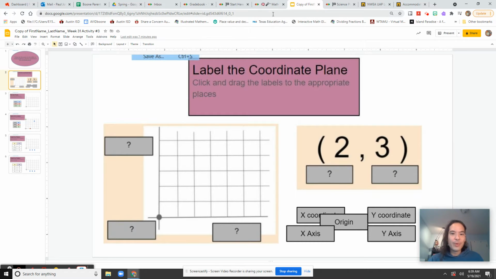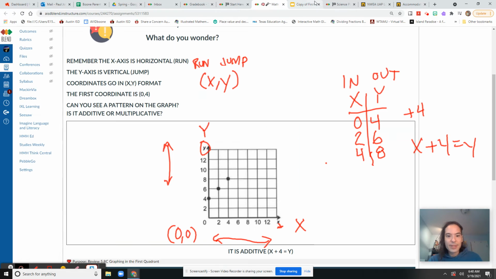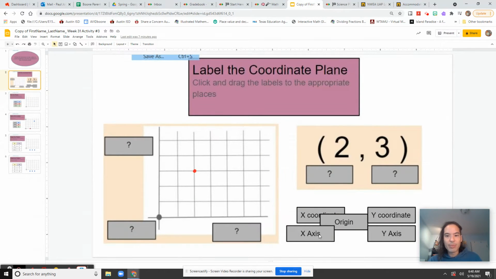So if we were going to put the point 2, 3 on here, we would run 2 and we would jump 3. I don't think that's part of this exercise, but there's the point 2, 3. All right, so remember, run on your x-axis, jump on your y-axis. You run before you jump, okay? So all those parts were labeled on the previous, so go ahead and put them in the right place on here. Just slide these over to the right place.